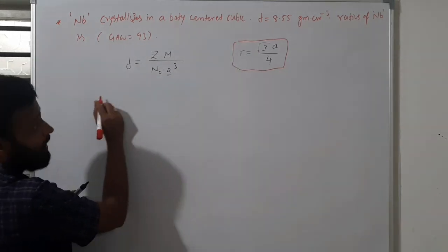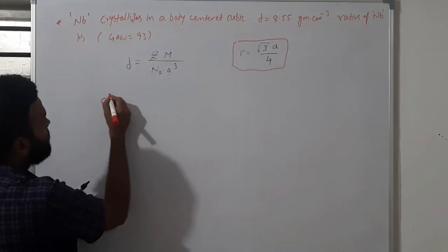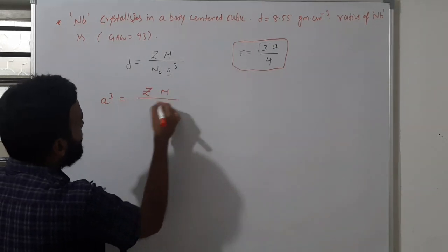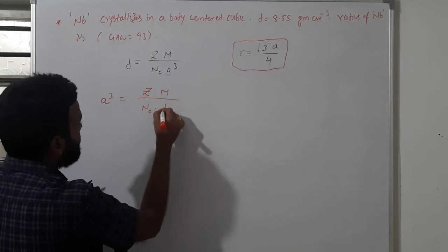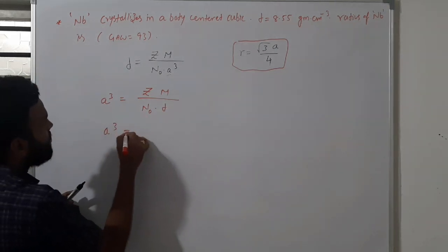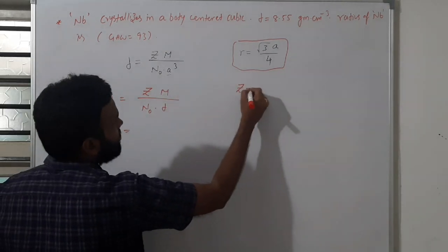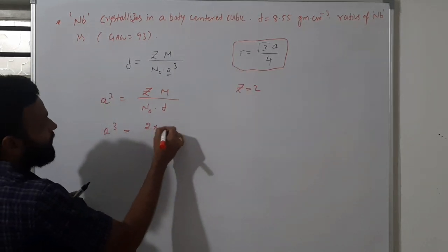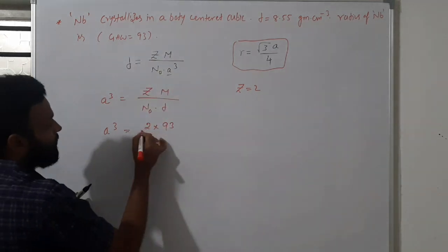You have to substitute, and so what is a cube we will have? A cube is this: Z into M by N naught into density. So what is a cube here? Z will be 2 for BCC. So it is 2 into 93, the given gram atomic weight.